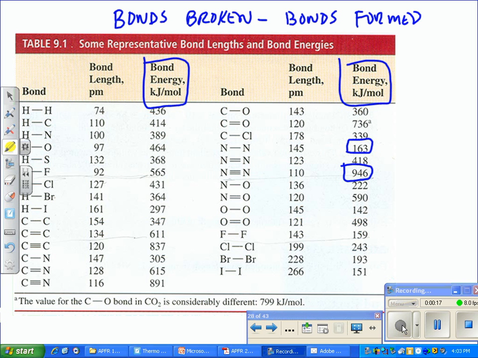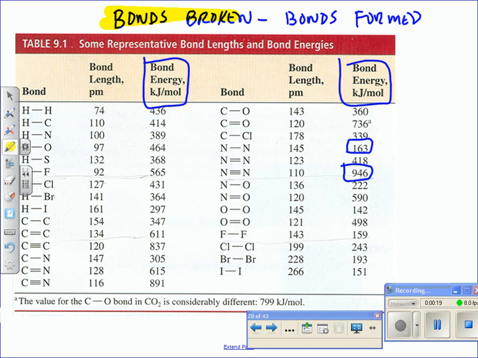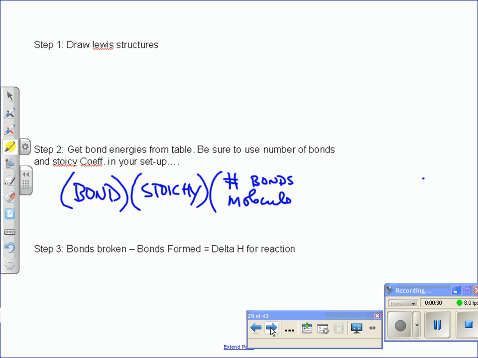Third way of finding delta H is bonds broken. It's a little different. Bonds broken minus bonds formed. You'll need the bond energies, which will usually be given to you in a table. So if you look, here's a bond energy table from our textbook. And basically, you have to remember that you do this.